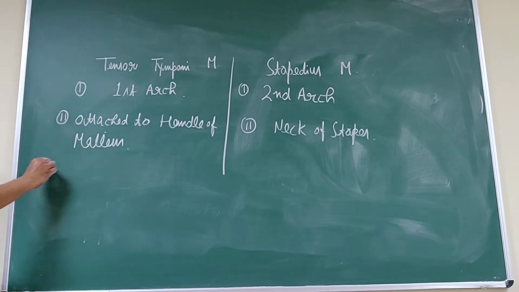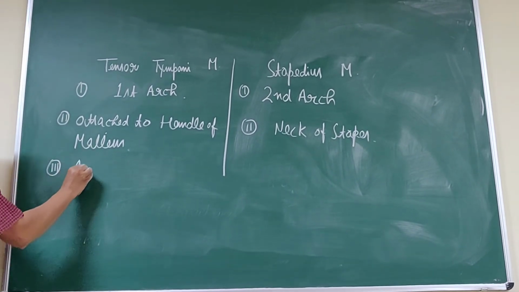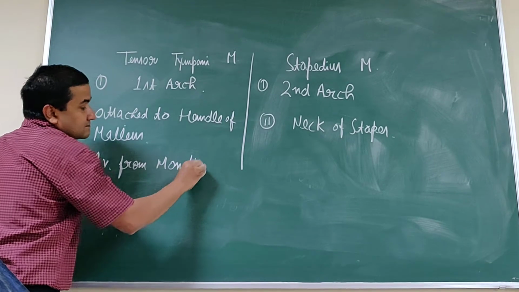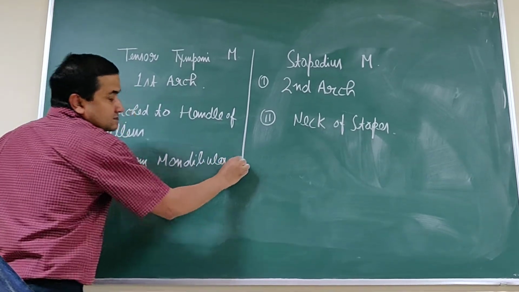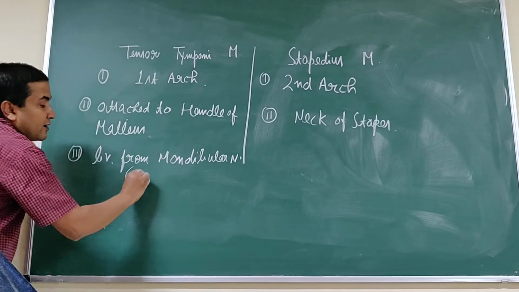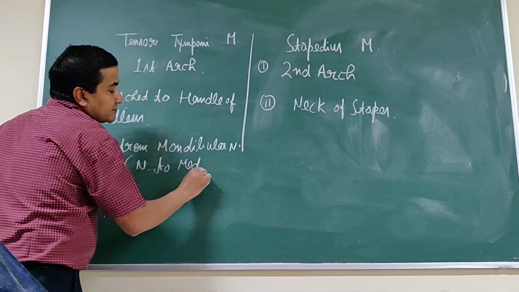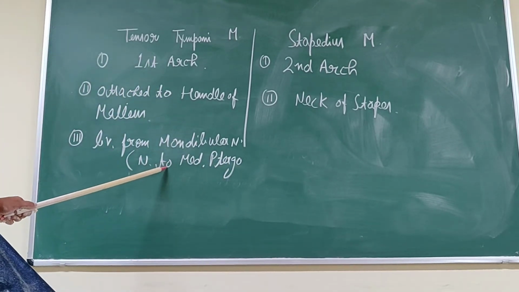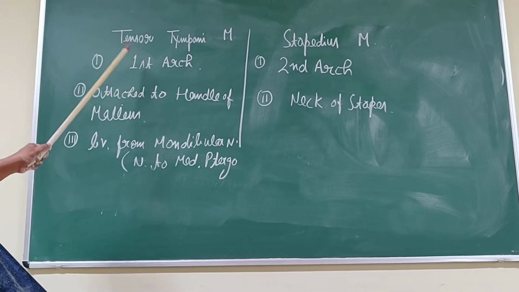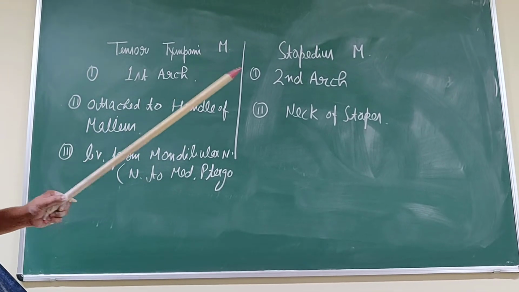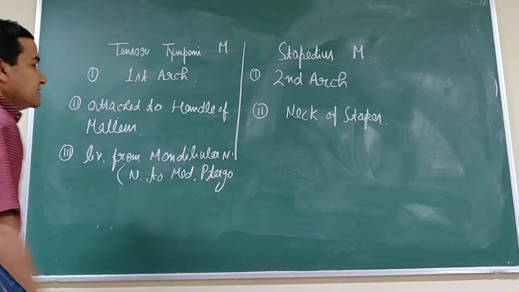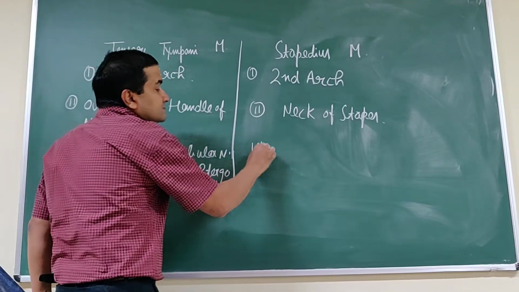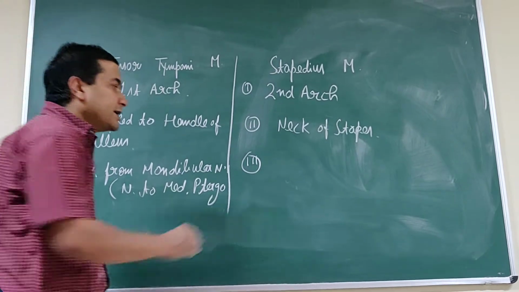The tensor tympani muscle is supplied by a branch from the mandibular nerve, that is the nerve to medial pterygoid. The nerve to medial pterygoid supplies the medial pterygoid muscle as well as the tensor tympani muscle and another muscle. What is the name of this other muscle? Now this is the stapedius. It is supplied by the nerve of the second arch, so it is supplied by the facial nerve.